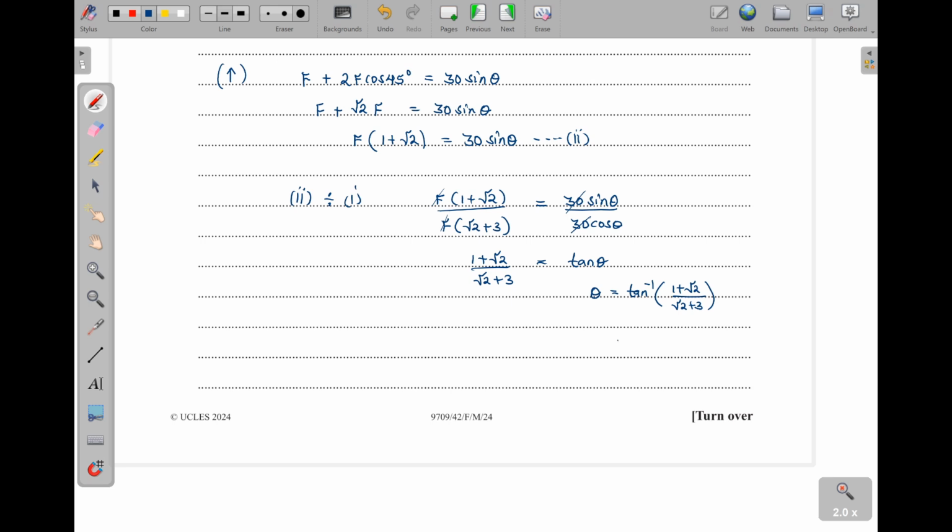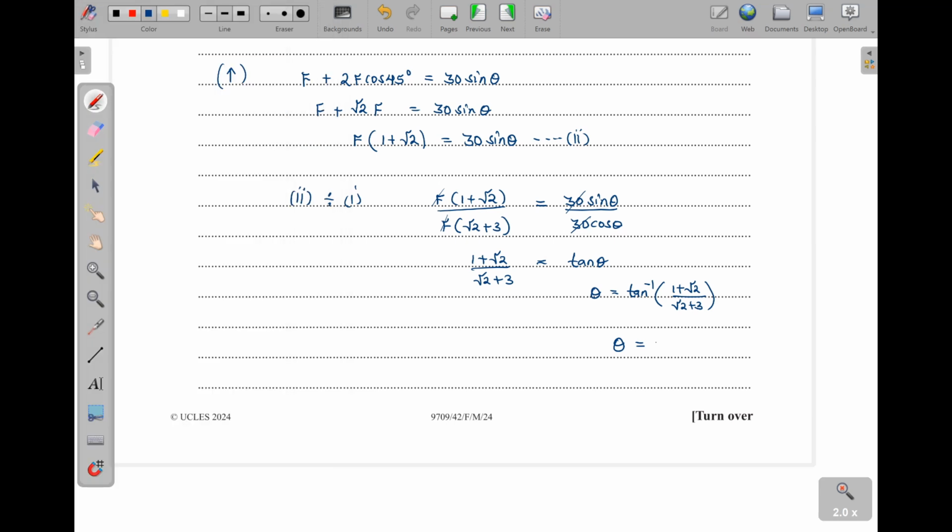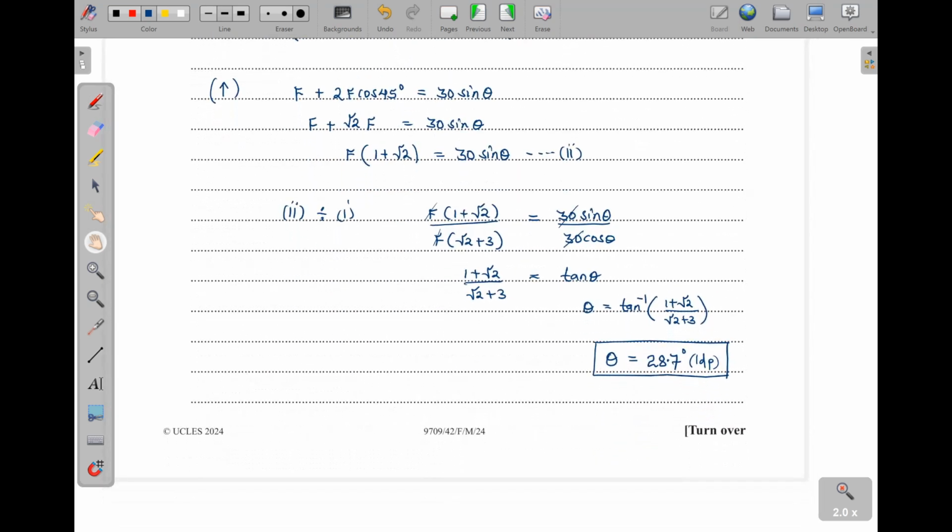And then to 1 decimal place, what will be theta? Arctan of 1 plus root of 2, then down we have 3 plus root of 2. This one gives us 28.7, 1 decimal place, 28.7 degrees to 1 decimal place. That is that.